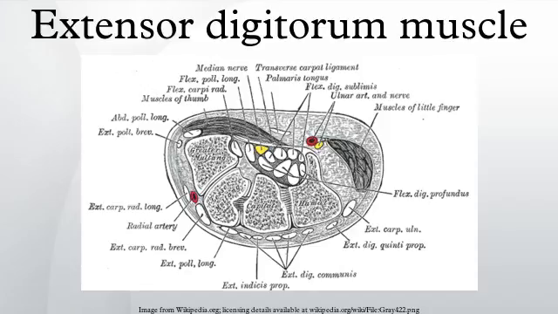It divides below into 4 tendons, which pass, together with that of the extensor indicis proprius, through a separate compartment of the dorsal carpal ligament, within a mucous sheath. The tendons then diverge on the back of the hand, and are inserted into the middle and distal phalanges of the fingers in the following manner.